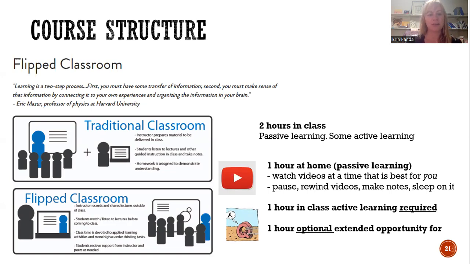Here's a quote from Harvard professor who says that learning is a two-step process. First, you must have some transfer of information. Second, you must make sense of that information by connecting it to your own experiences and organizing the information in your brain. I really believe that the flipped classroom approach allows for this two-step process and for higher order levels of learning to occur. But don't just take my word for it.